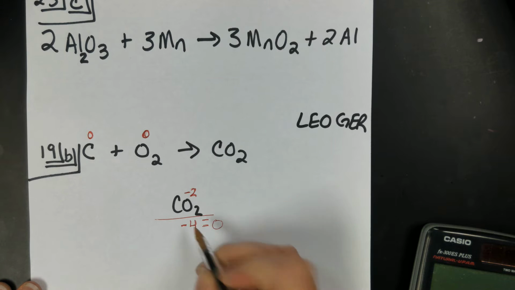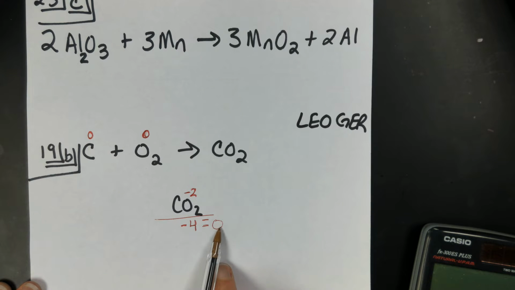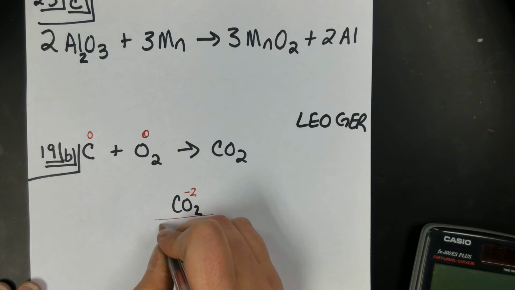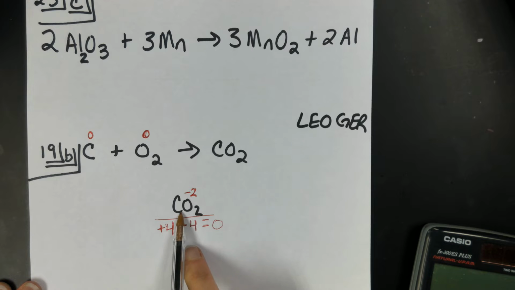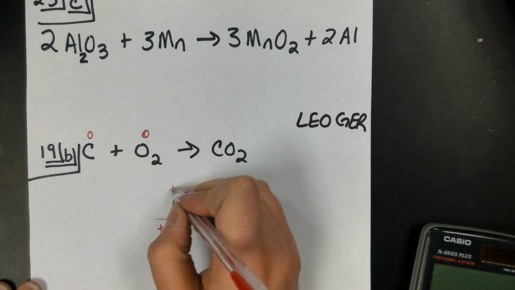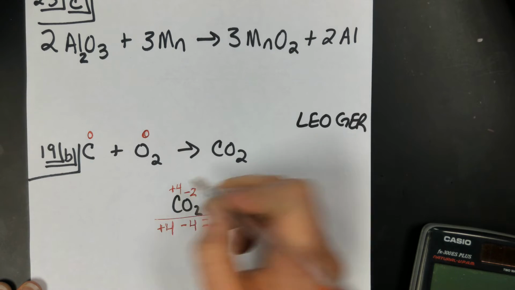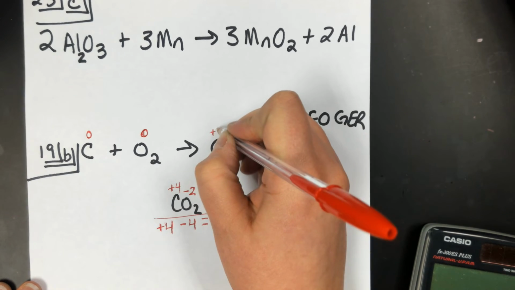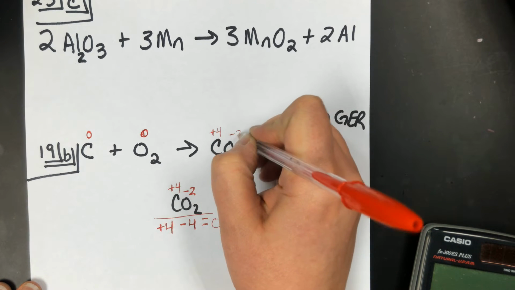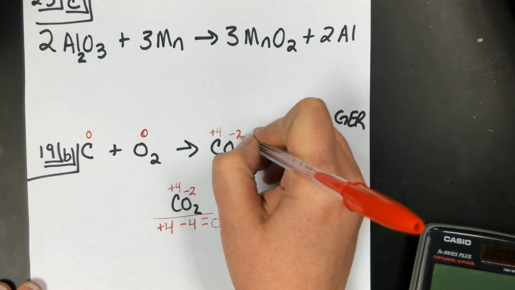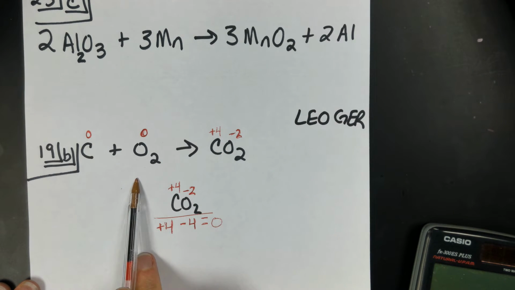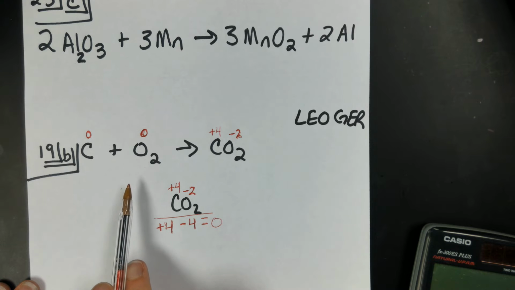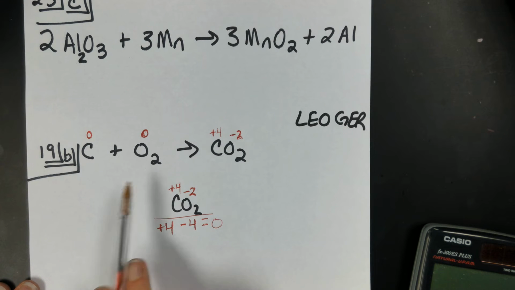Correct? So what does carbon have to be to balance that out, to total out to 0? Carbon has to be +4. It has to bring a total of +4, and since there's only one carbon, each carbon is +4. So carbon has a +4 and oxygen is a -2, right? So let's figure out which one is reduced, which one's oxidized, and then we're going to identify which one is the reducing agent and oxidizing agent.